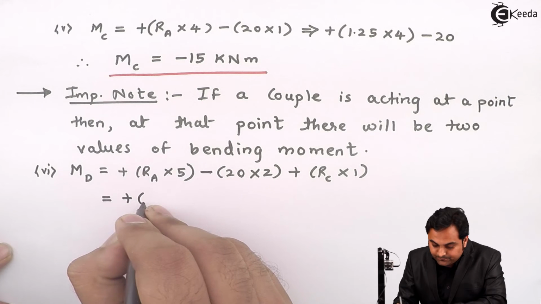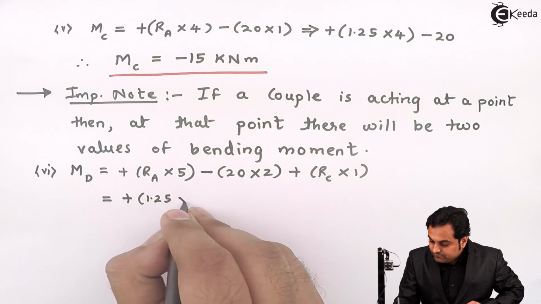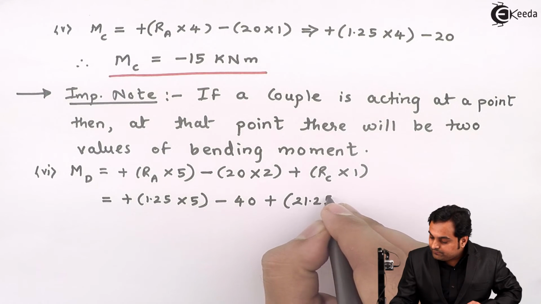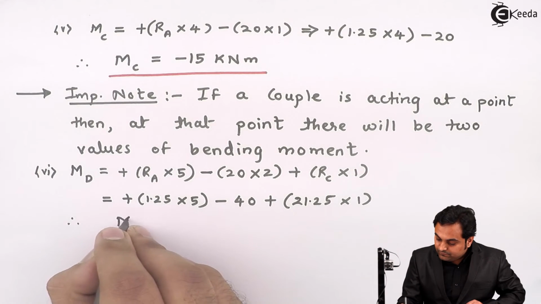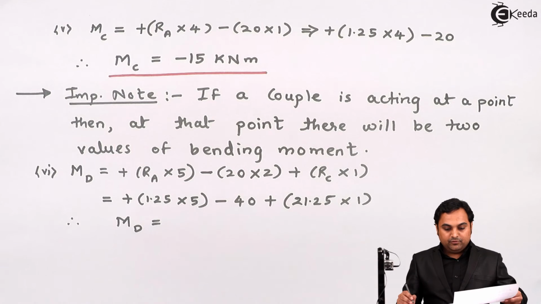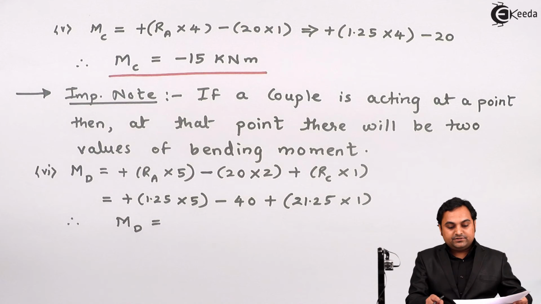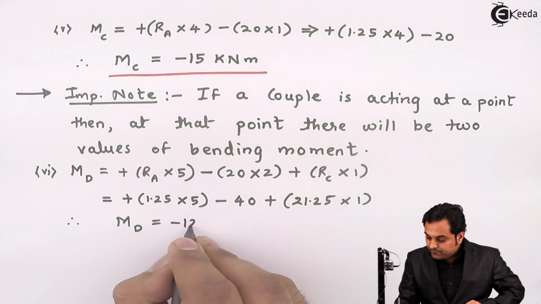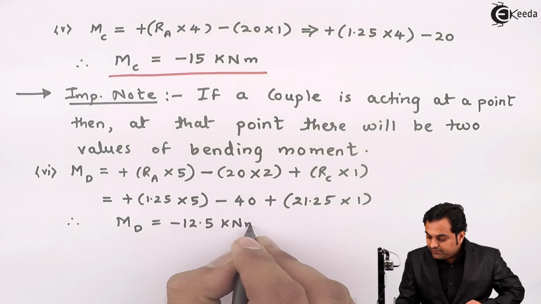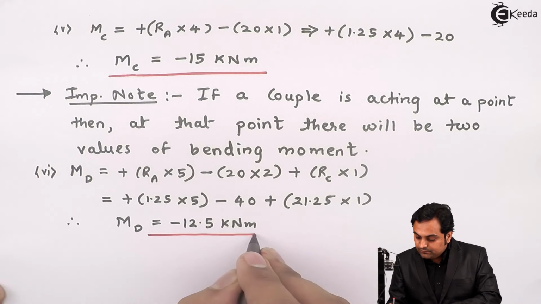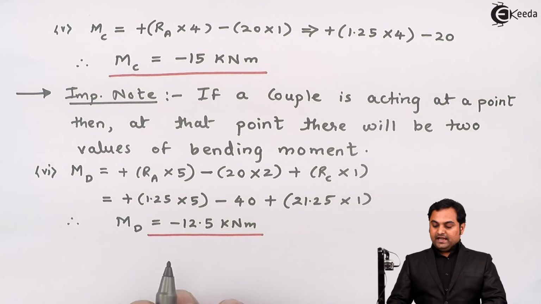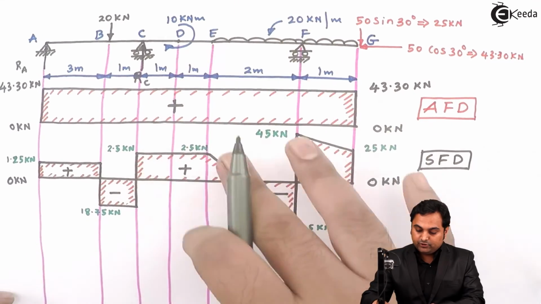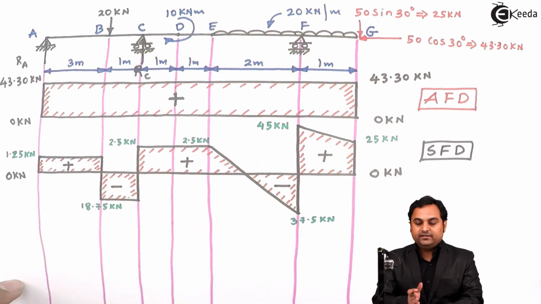I'll go on putting the values. RC is 21.25. From this I'll get the value of bending moment at D, and my answer is minus 12.5 kilonewton meter. So now here I have got moment at D by taking the section to the left of D, that is, here I am not considering the couple by taking the left side section.